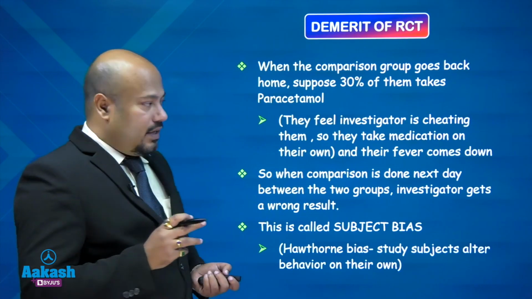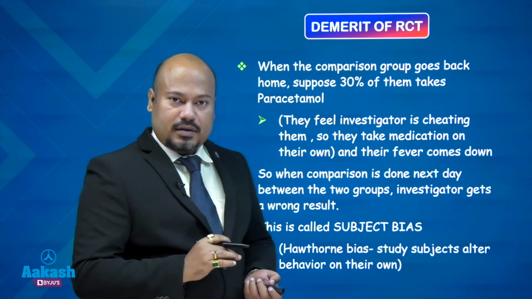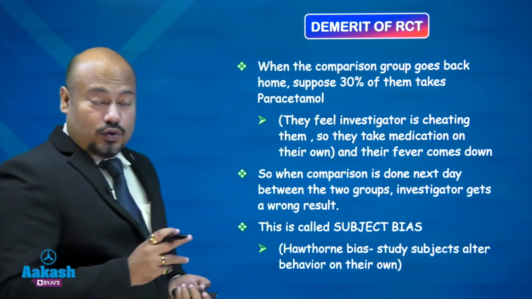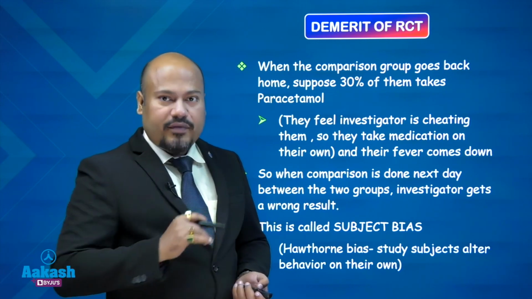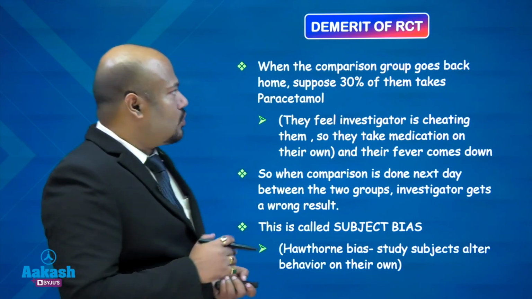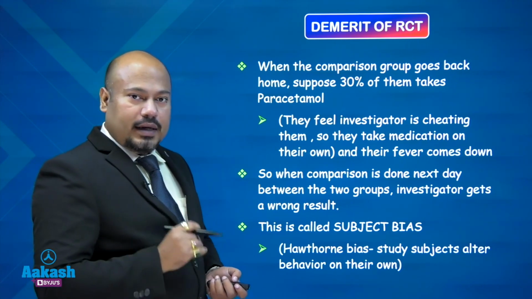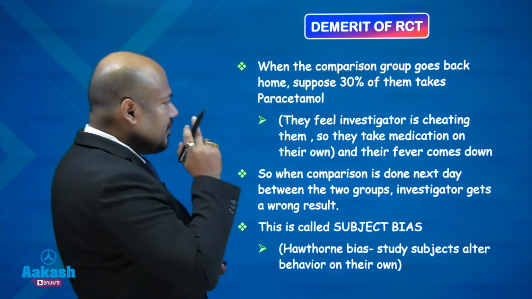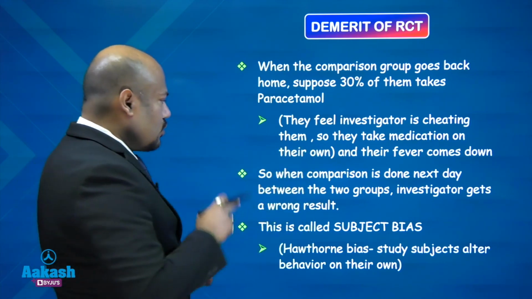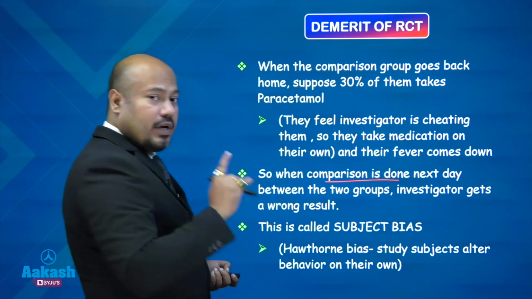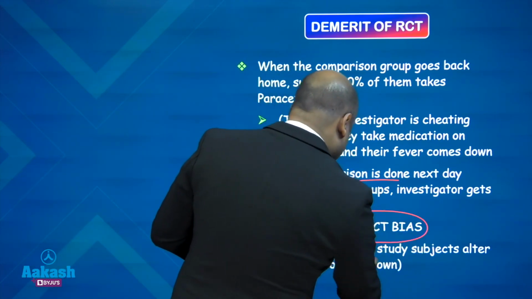Now what can be the problem in this study? So what is the demerit? See, group 2 you have not given the medicine, that is the antipyretic M. So the group 2 people may feel, okay, the investigator is giving the medicine to group 1, not giving us, means he's cheating us, right? So when they go back home, suppose 30% out of those 100 in group 2 take paracetamol. So they feel investigator is cheating them. So they take medication on their own and their fever comes down. So next day when the comparison is done between the two groups, your investigator gets a wrong result, yes or no? This is called subject bias.